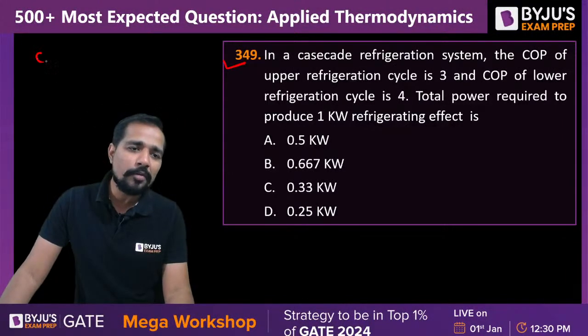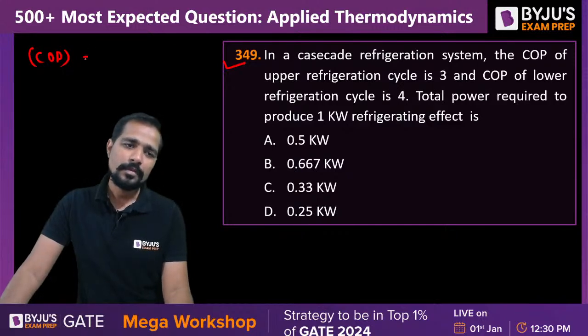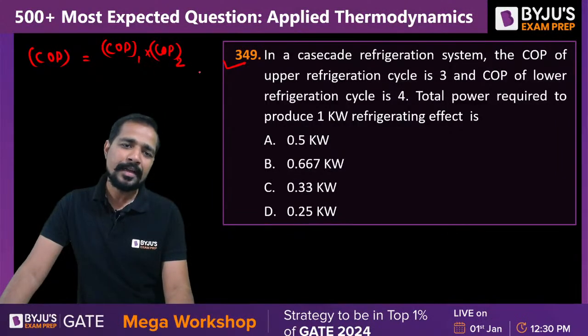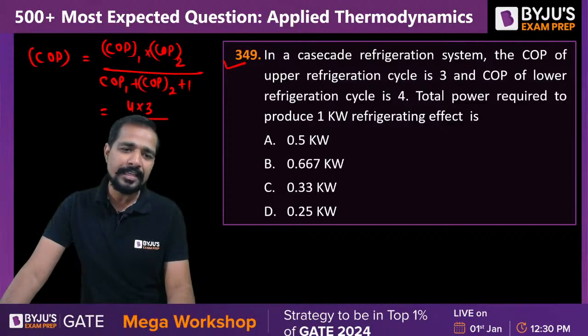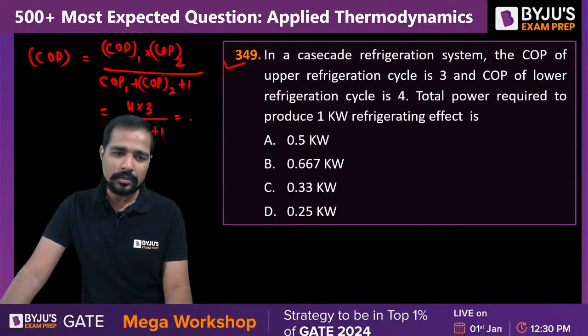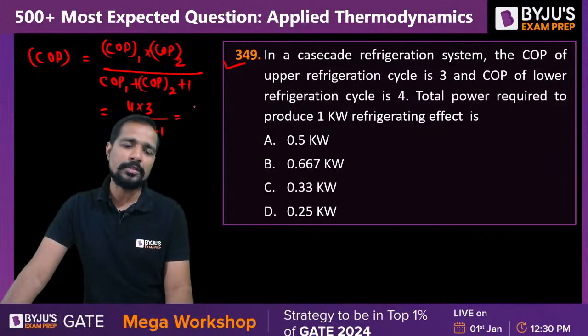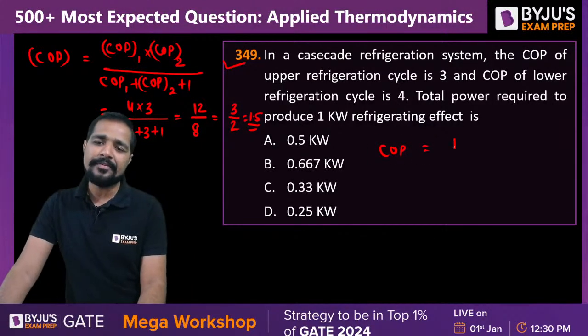COP of the cascade refrigeration system, we always write as COP of 1 multiplied by COP of 2, divided by COP of 1 plus COP of 2 plus 1. In this case, we can write 4 into 3 divided by 4 plus 3 plus 1. Answer will be equal to 12 by 8. This will be equal to 3 by 2 or 1.5, and in this case the overall COP can be written as refrigerating effect divided by power input.